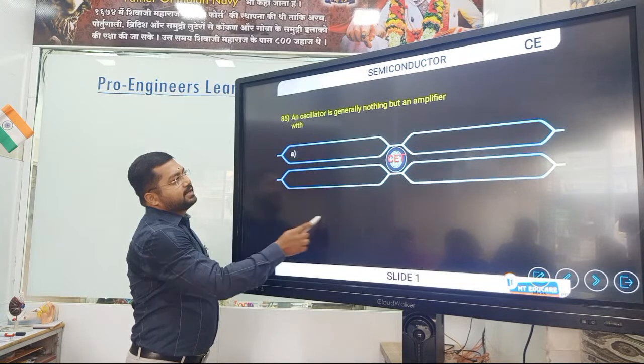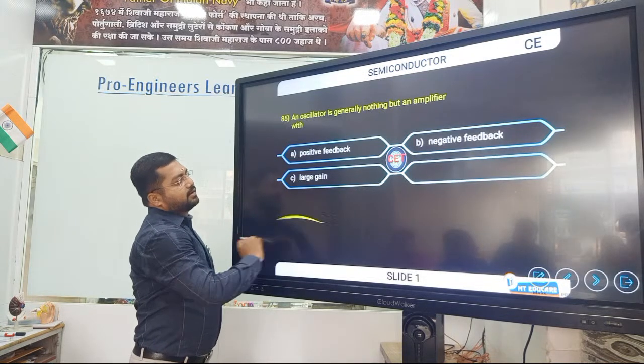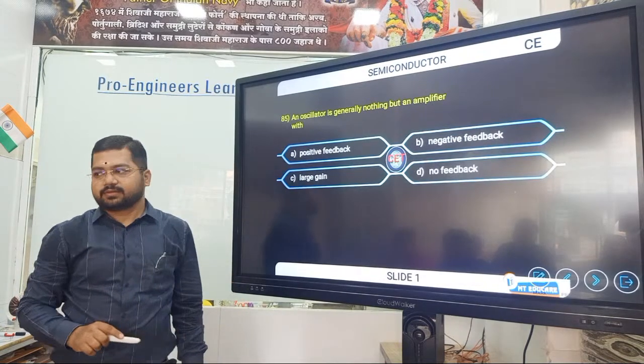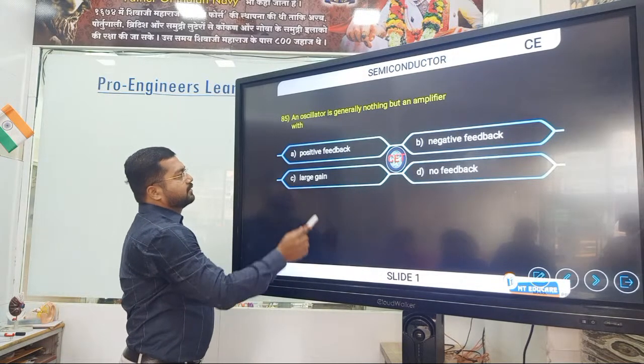An oscillator is generally nothing but an amplifier with positive feedback, negative feedback, large gain, or no feedback. Positive feedback. It's correct.